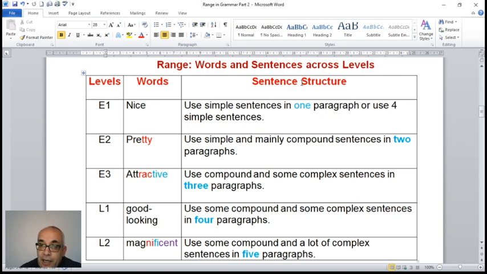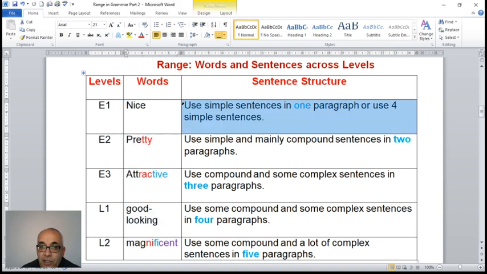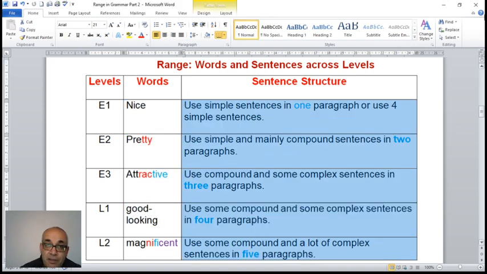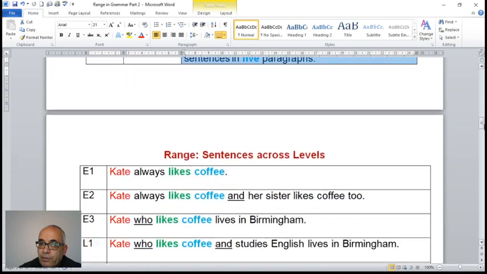So as you can see, entry 1 you write 1 paragraph, entry 2, 2, entry 3, 3, and level 2 you write 5 paragraphs, and you are moving from simple sentences to compound and complex, until you go to level 2. Now this is the explanation. Let's move on to more examples. Watch this again and again to see the range in the words. This is the range in the words between levels, and this is the range in sentences between levels.